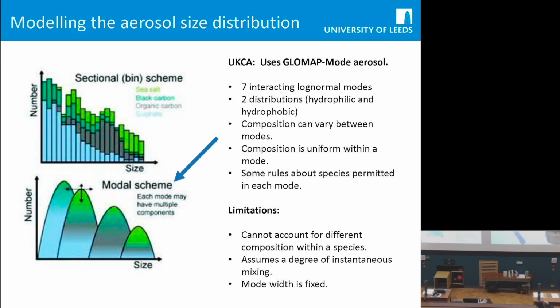In UKCA, there's lots of variations in how you might run the model, things that you can select to be included. But the framework is that there are 7 interacting log normal modes. I'll come on to the specifics of the modes in a second, but there are basically one distribution of soluble modes and another distribution of insoluble modes. That's critical, because we need to be able to keep those two separated. That's important once we start thinking about what can act as a cloud condensation nuclei, and I'll come on to that.